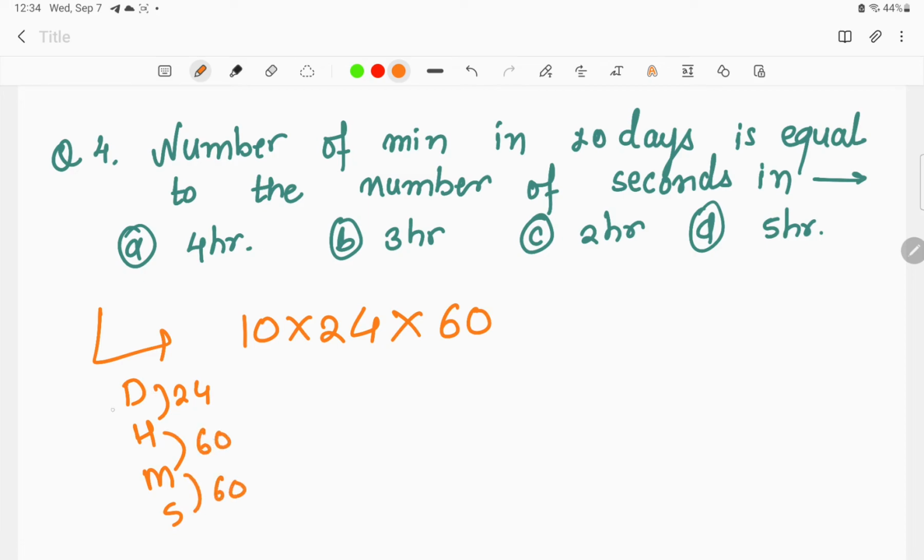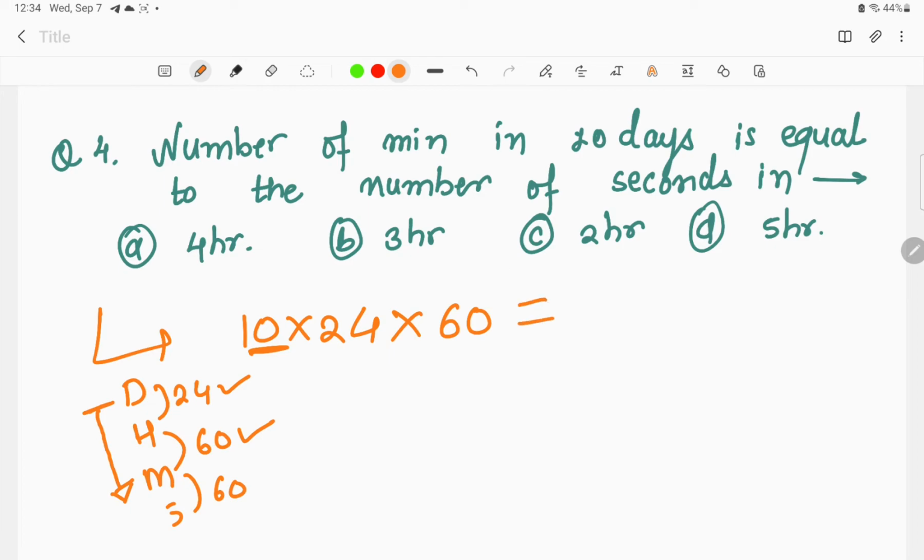So basically we are going from 10 days to seconds. So 10 days to minutes. When we are moving from 10 days to minutes, what we will do is multiply 10 by 24 once and by 60 once. This is the very first step.